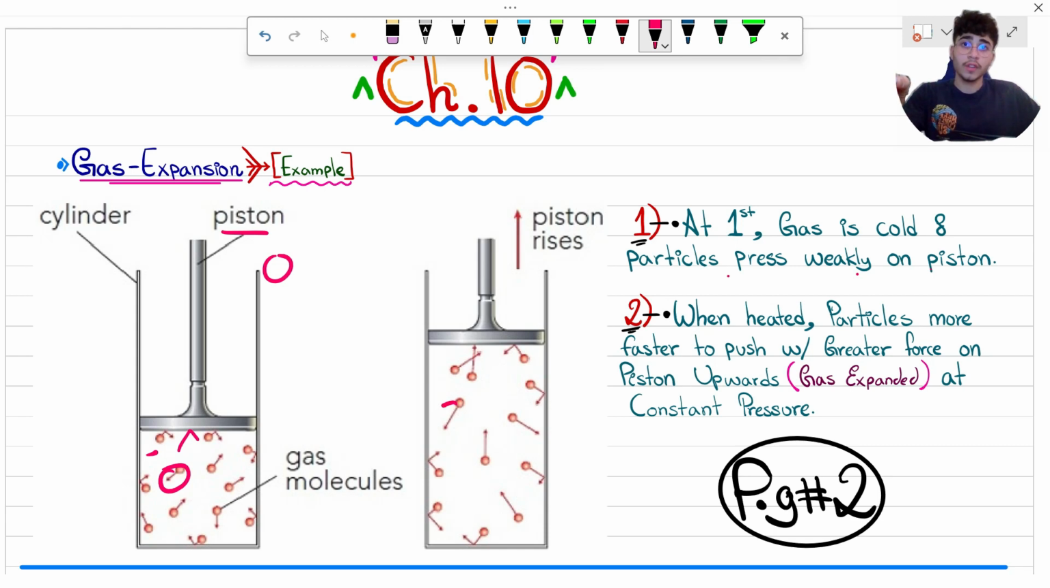Compared to the Brownian motion here, if you look at the arrow, it's much longer because in this one we heat the particles. Because we heat the particles, their Brownian motion increases and they are pushing each other with a greater force. Due to this greater force, they start pushing the piston up because they're colliding with a greater force, and this shows that increasing the temperature expands the gas.